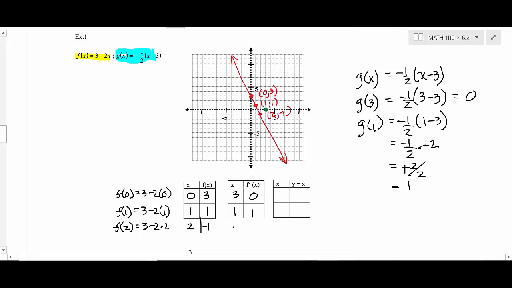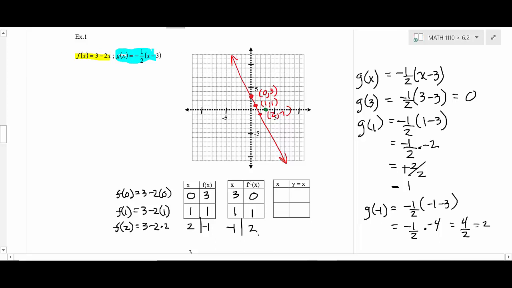Okay, then let's do one more thing. Let x be negative 1. So we have g of negative 1, and let's see what happens. If we do that, we'll have negative 1/2 times negative 1 minus 3. So that's negative 1/2 times negative 4. So that's 4 over 2. So that's 2.